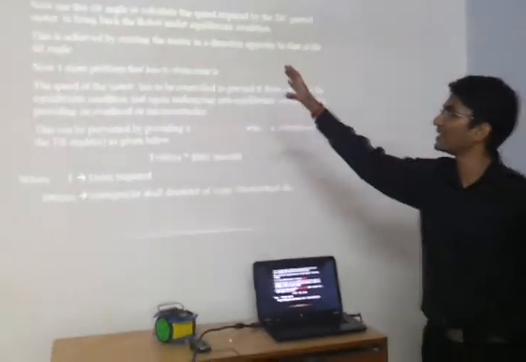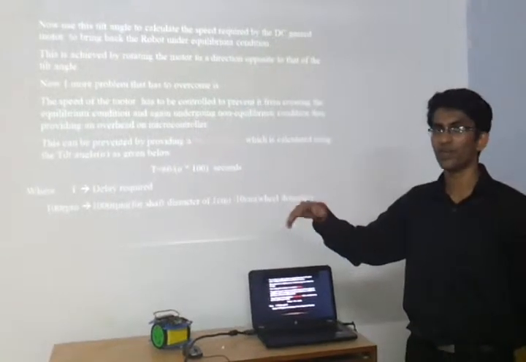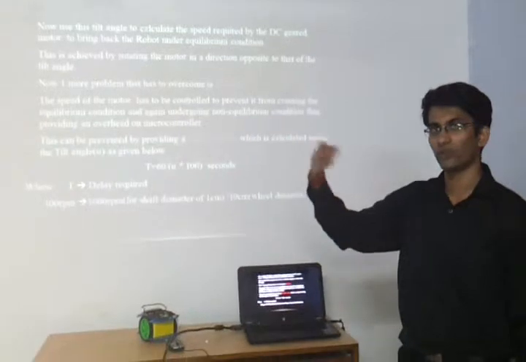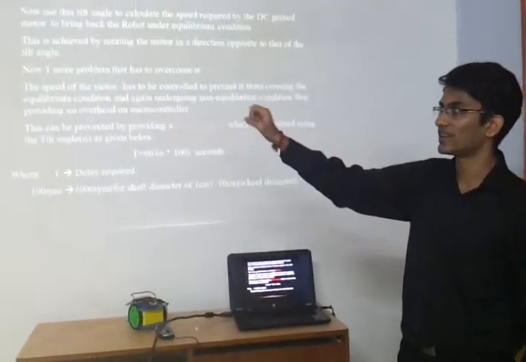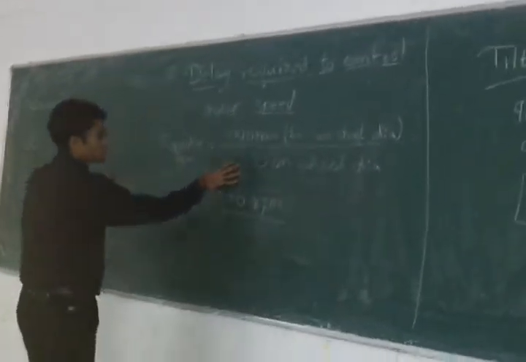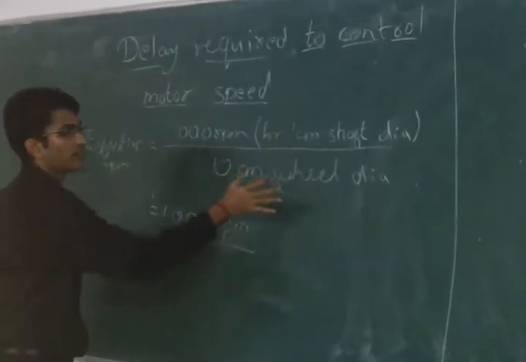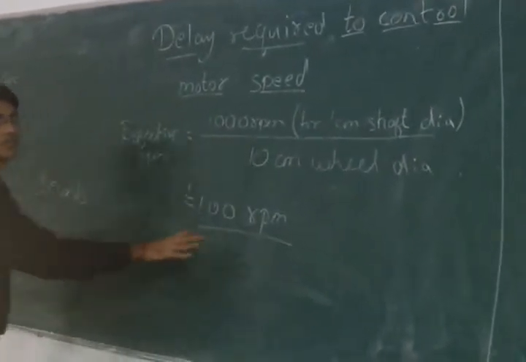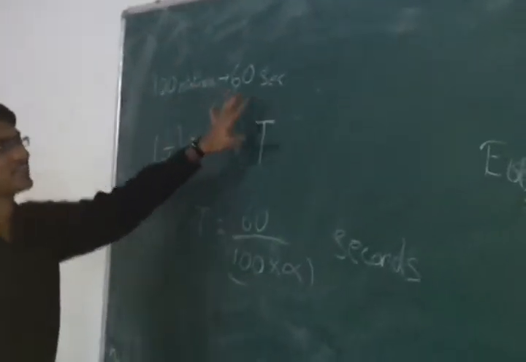Once we have calculated the tilt angle, we have to give the delay for how much rotation the motor should move, so that it comes from the non-equilibrium to the equilibrium state. To calculate this delay, after finding the tilt angle, we use the formula shown here. Since I have used a 1000 rpm motor for 1 cm shaft diameter and the wheel diameter is 10 cm, then the effective rpm I will get is 100 rpm. So I can say that for 100 rotations I need 60 seconds.